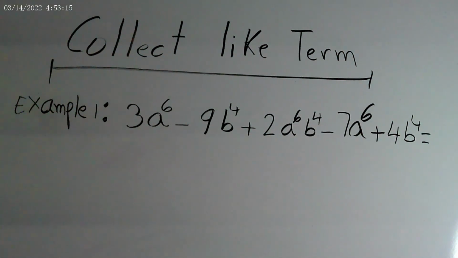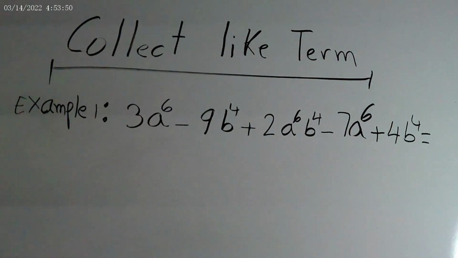Okay, now you're going to work on collecting like terms. You have 3a to the 6 minus 9b to the 4 plus 2a to the 6 b to the 4 minus 7a to the 6 plus 4b to the 4. So we're going to look at which terms have the same exponent.